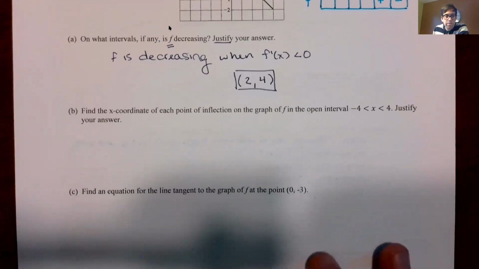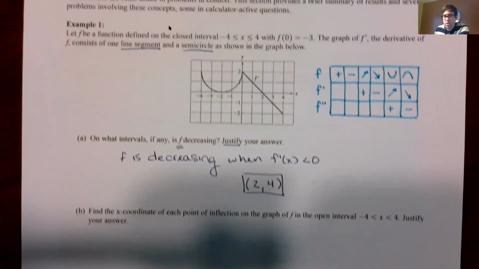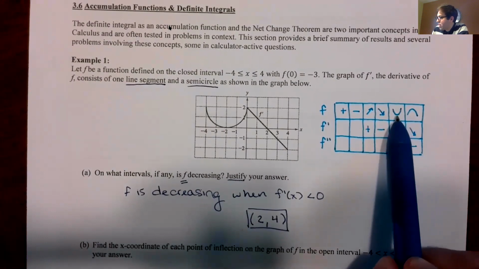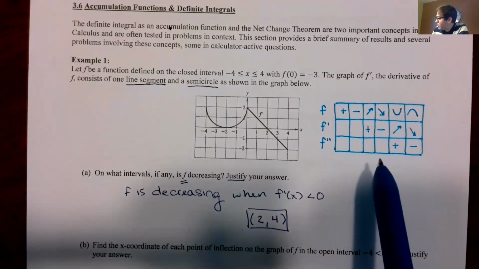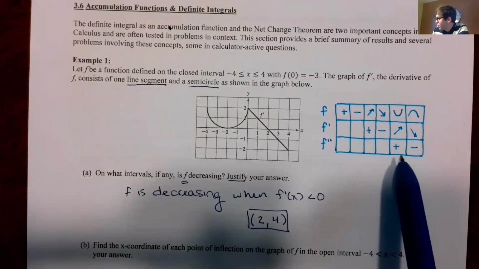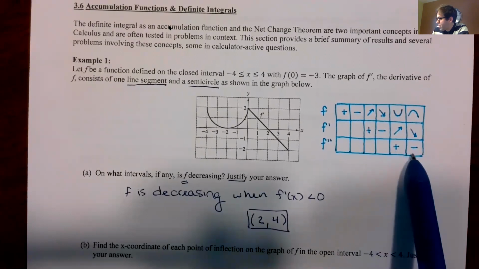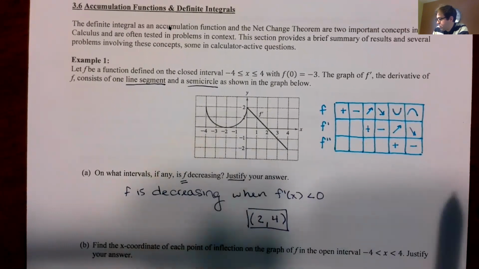Find the x-coordinate of each point of inflection on the graph of f in the open interval -4 to 4. Justify your answer. Points of inflection, if we look back up at our chart, are when we change concavity, right? From concave up to concave down, or concave down to concave up. And we know that this happens when the second derivative either equals 0 or doesn't exist, and the sign switches from positive to negative or negative to positive. You can see that's kind of matching up on our chart here. But we don't have either of those. We have the first derivative graph.